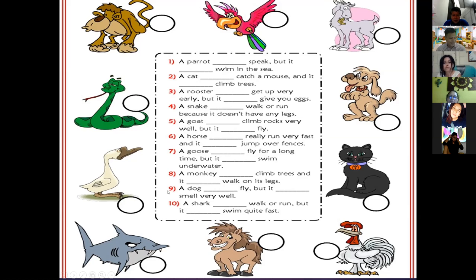Okay, somebody else, number 9? Me, teacher. Okay, go ahead. A dog can fly, but it can't smell very well. Okay, Saul Ardon, in this case, the first one is positive or negative? Positive. Okay. Fly. Negative. Negative, right? Yeah, porque no puede volar. Ajá, exacto. But it... Positive? Positive, yeah, really good. Okay, thank you, Saul Ardon.